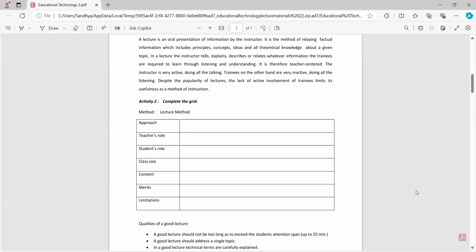Right. Student role in lecture method. Passive. Listen and learn. Yeah. Passive learners. They listen and learn. Okay. Class size in the lecture method.